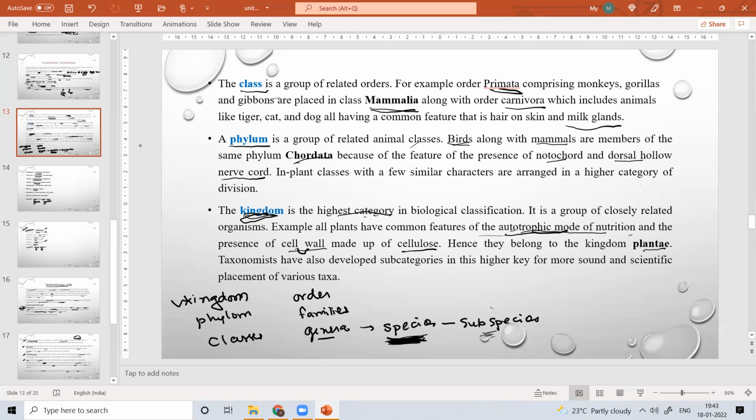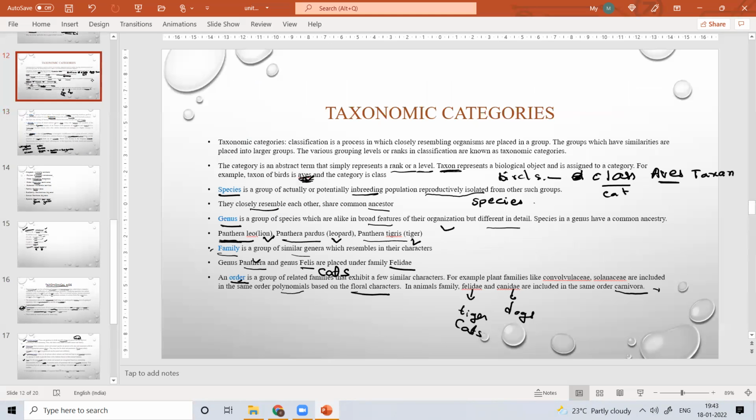Here, if you go by species, it is the related organisms which can interbreed to give fertile offspring. They can reproduce among themselves and give fertile offspring, and they are reproductively isolated from other such groups, and they closely resemble each other. They share a common ancestor, so they are closely related. That means they evolved from the common ancestor. Different species evolved from the common ancestor.